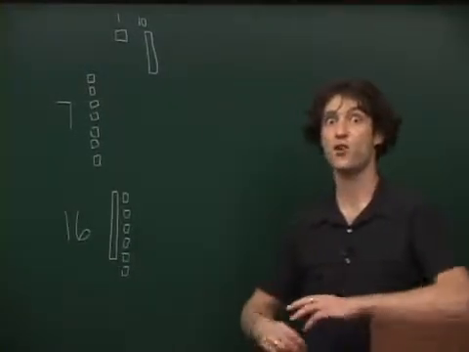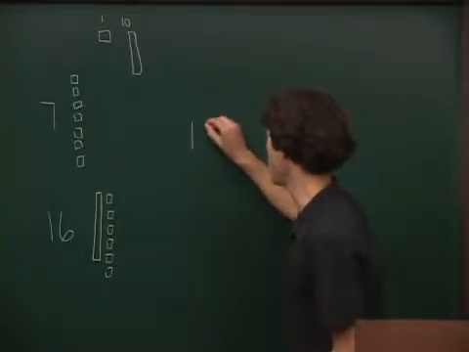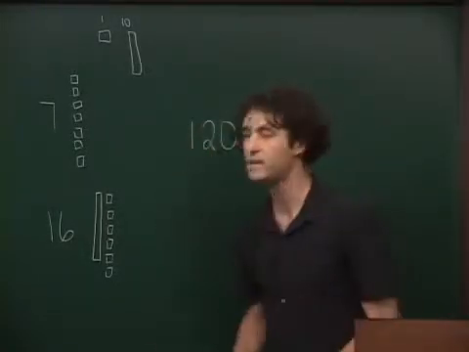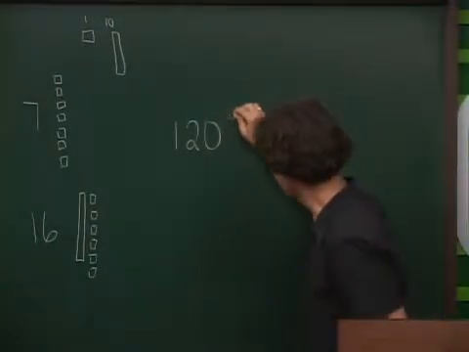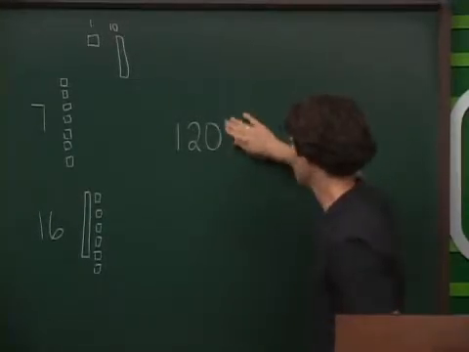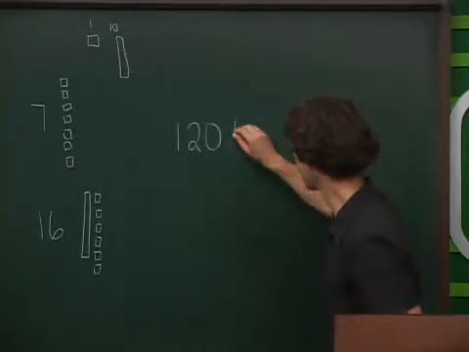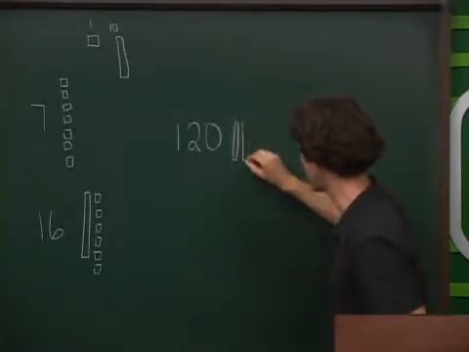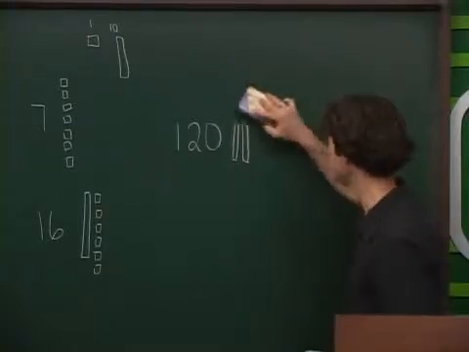Now, if I gave you a very big number like 120, how would you do it? Well, you could put 120 little squares, but it takes too long. You could put 12 lines, and it would give you 120.